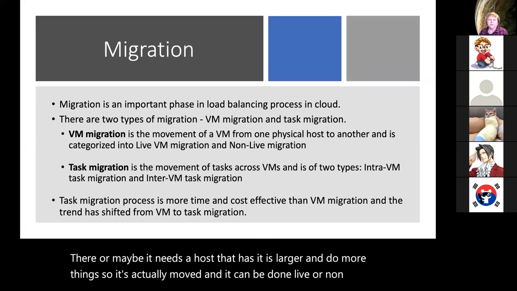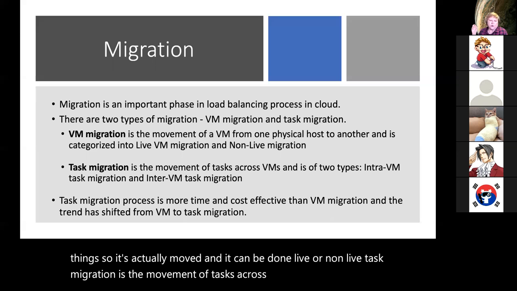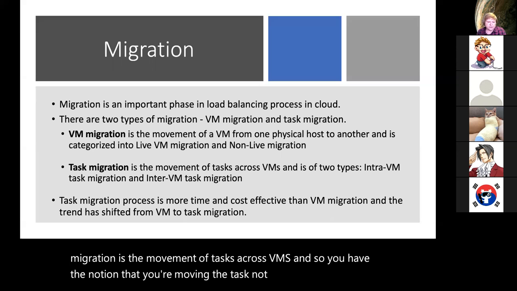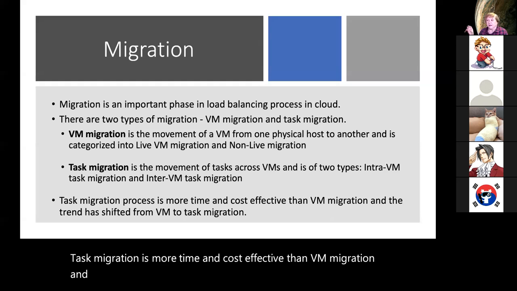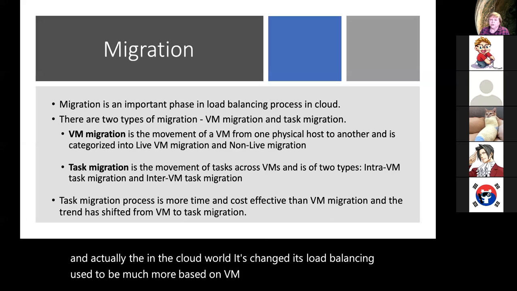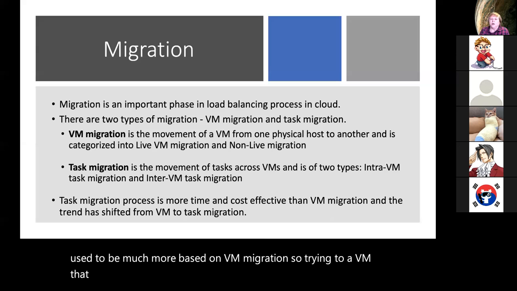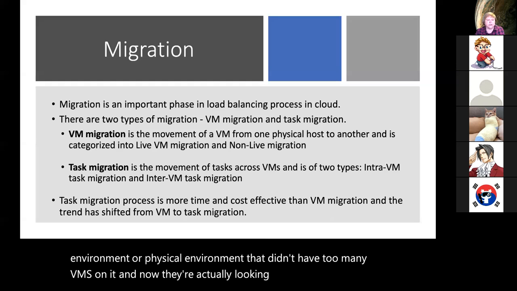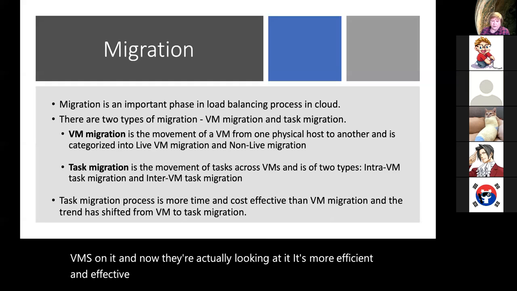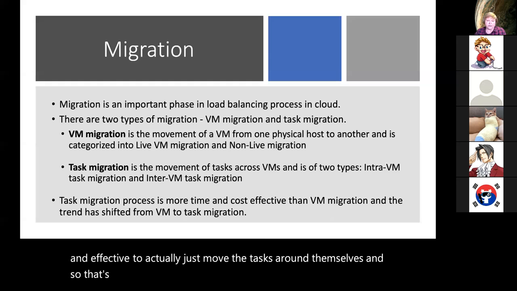Task migration is the movement of tasks across VMs. So you have the notion that you're moving the task, not the VM itself. Task migration is more time and cost effective than VM migration. And actually, in the cloud world, it's changed. Load balancing used to be much more based on VM migration. So a VM that was getting overloaded was moved to a beefier physical environment, or a physical environment that didn't have too many VMs on it. And now they're looking at it as more efficient and effective to just move the tasks around themselves. And so that's what they've migrated to in the cloud world.